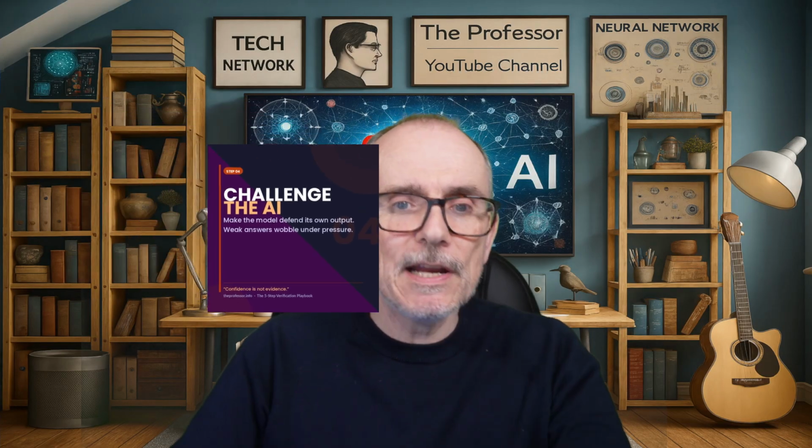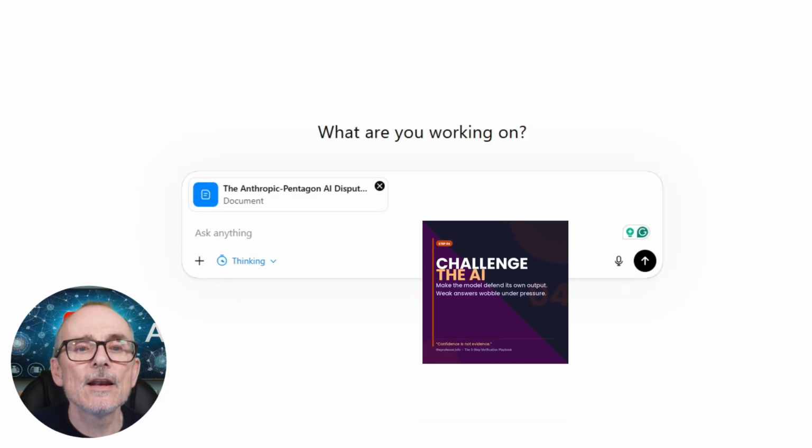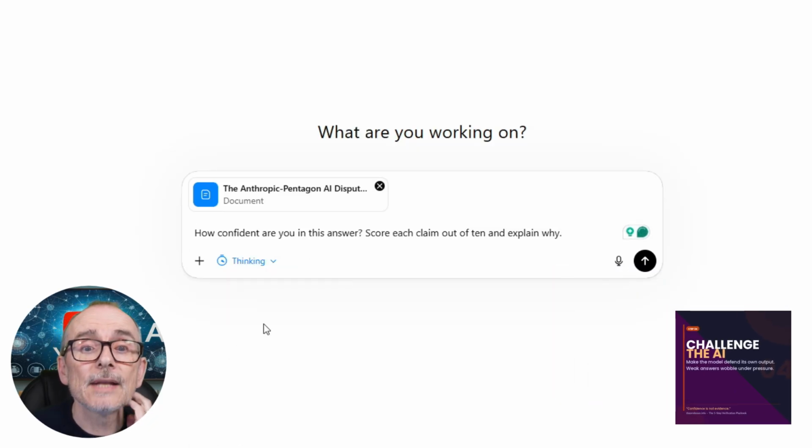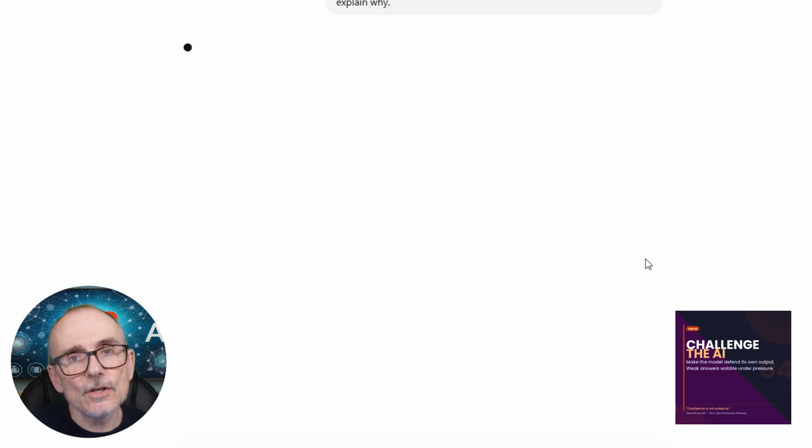Okay, let's move on to step 4. So we've extracted the data, we have done source checking, we've done triangulation. The next thing I would suggest is that you challenge the AI. So I've reloaded the whole document, and I'm going to say very simply, how confident are you in this answer? Score each claim out of 10 and explain why. But what I want it to do is go through and then score each of the claims in this document so that I can get a sense of how confident it is.